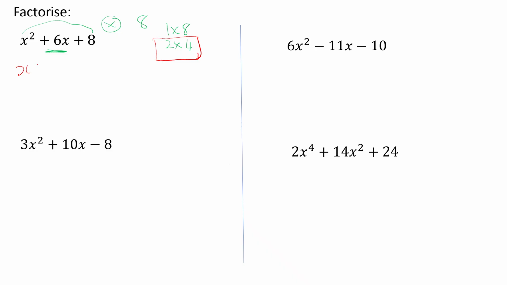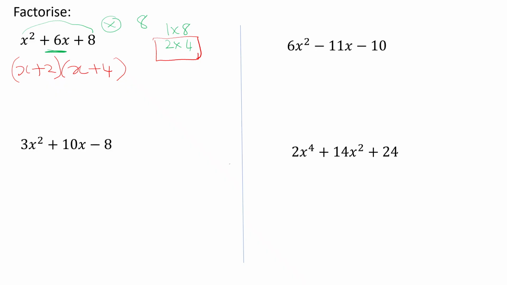So x plus 2 times x plus 4. If you add 2 plus 4, 6. If you multiply 2 times 4, 8. You can expand this bracket and check whether your answer is correct or wrong. If you expand this bracket, x times x, x squared, x times 4, 4x, 2 times x, 2x, so 2x plus 4x, 6x, 2 times 4, 8. So you get the original expression.